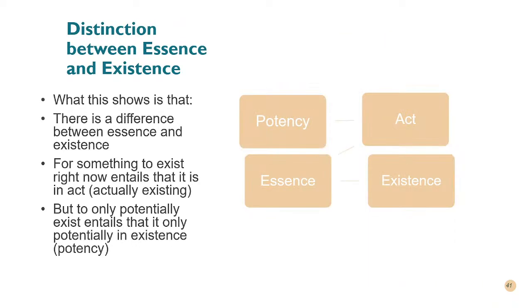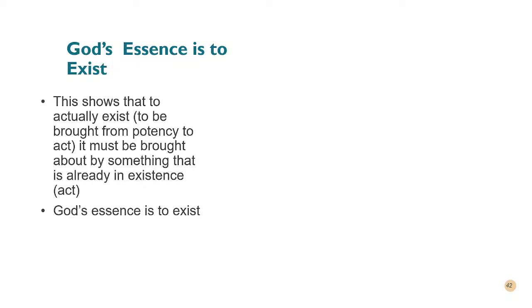The point of this exercise is that there's a distinction between essence and existence. What this shows is that for something to exist right now entails that it is actually in act, namely actually existing. But things can only potentially exist. This shows that to actually exist, to be brought from potency to act, something must be brought about by something that is already in existence. So what this shows is that God's essence is to exist.